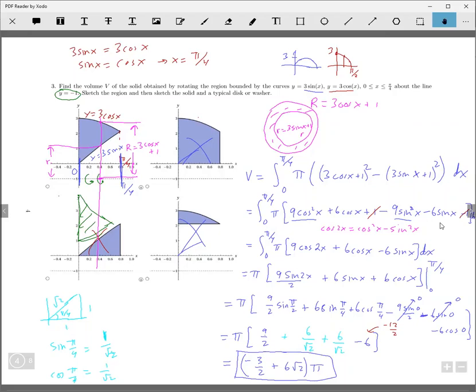And again, does this have a version in WebAssign? Yeah, this has an interactive graph in WebAssign as well.